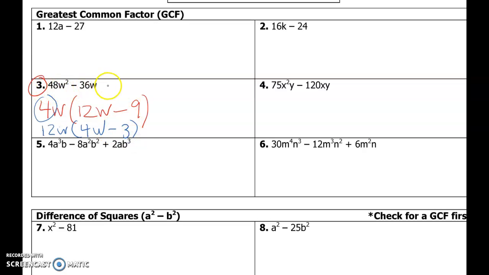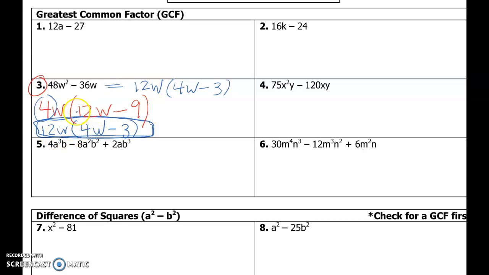So if I had noticed right off the bat that 12w was the greatest common factor, then I would have divided this by 12 and I would have got 4w. I would have divided this by 12 and I would have got 3. So same answer either way I did this. I just thought that right off the bat I saw a 4 and I didn't quite think of the 12.